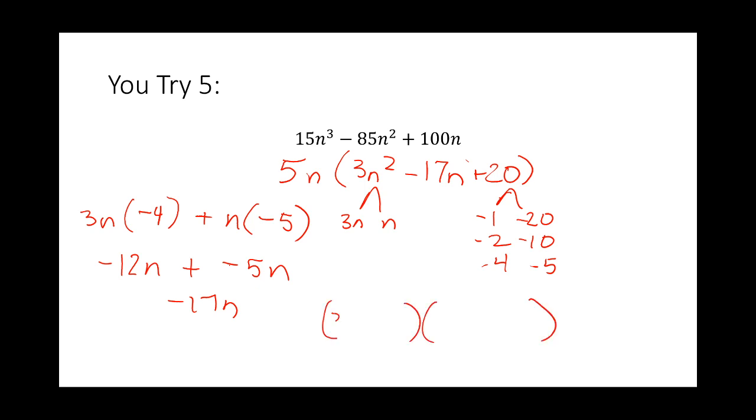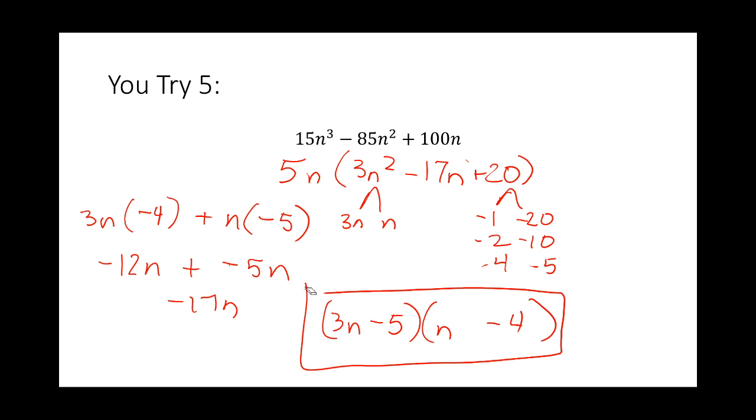So for your parentheses, you put in 3n and n, and then negative 4, so it would get multiplied by the 3n, and negative 5, so it would get multiplied by the n. And don't do what I just did and forget that 5n on the outside.